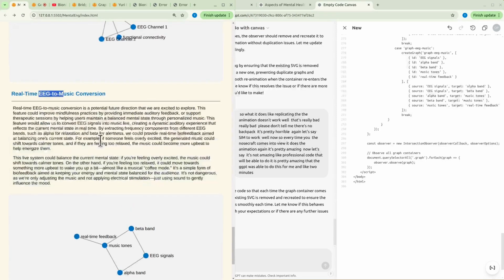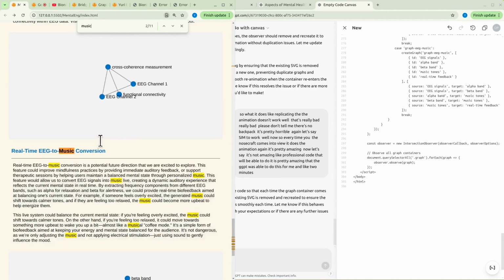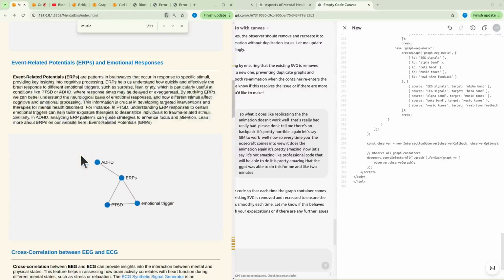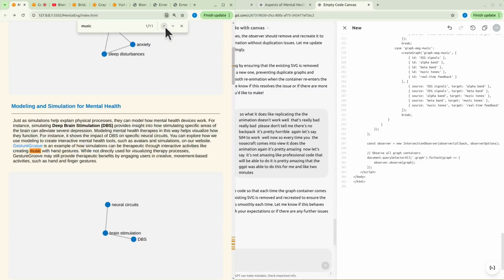We do have a music, Control F, music to, can't spell music. Music, yeah, we do have an EEG to music conversion, but that one is not live, not real time.